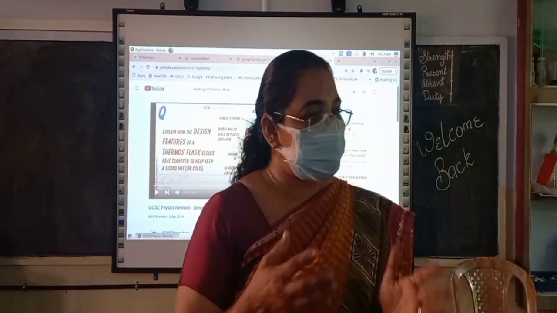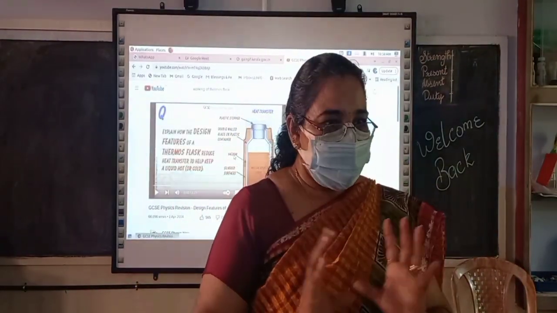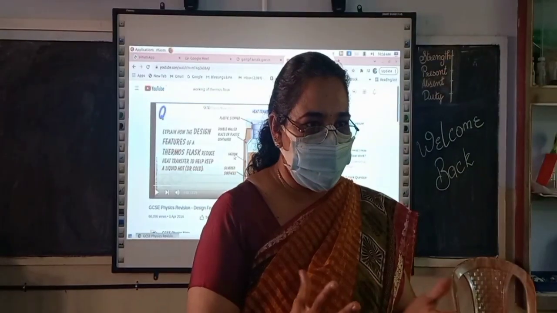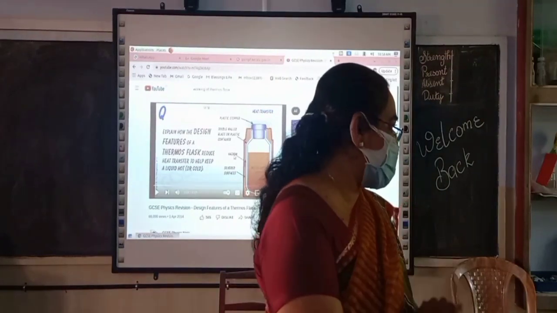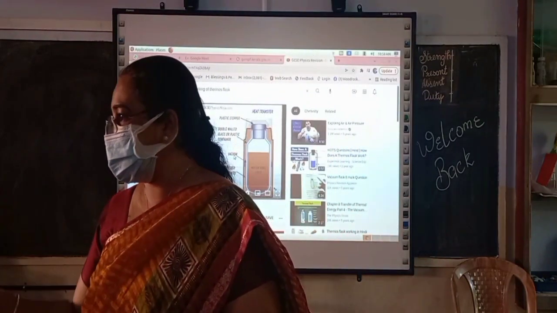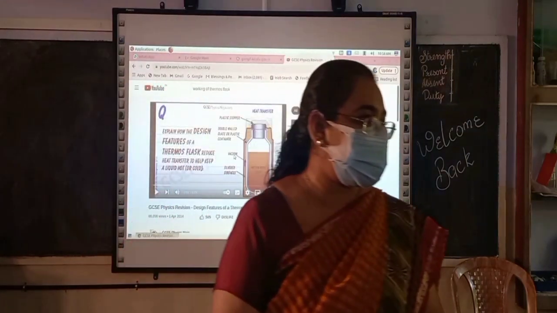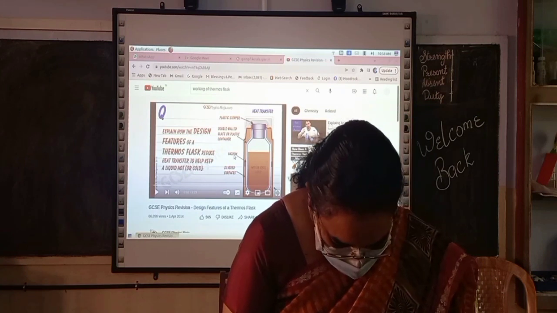In a casserole also, if the casserole breaks, you can see inside, it is all layered with thermocol and all that, isn't it? So there the heat is maintained inside and it does not get lost due to conduction, convection and radiation. That is why the heat is retained inside the vessel. Okay, so I hope it is very clear for you.